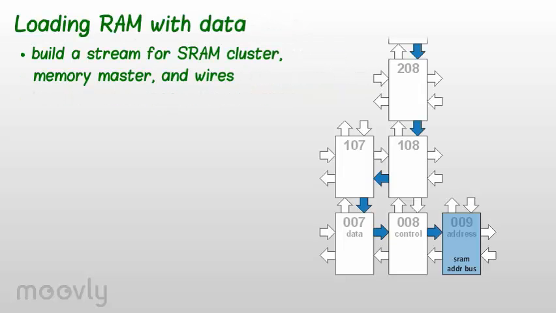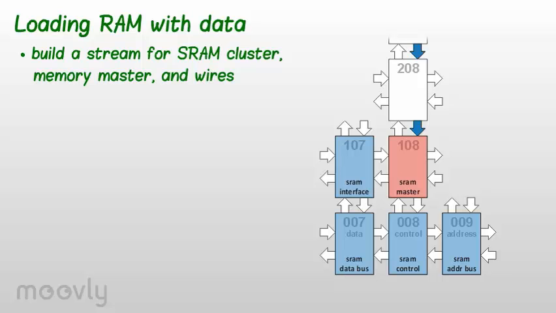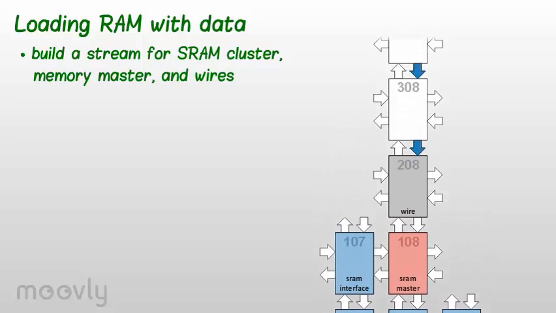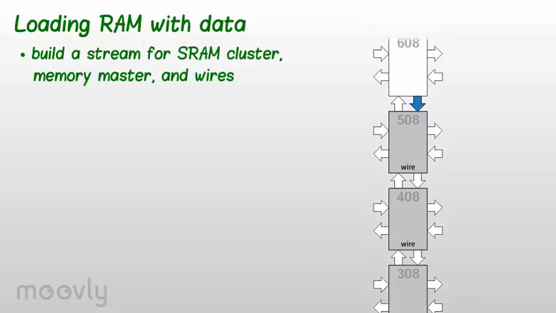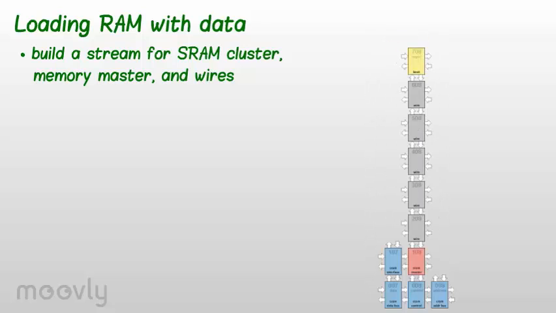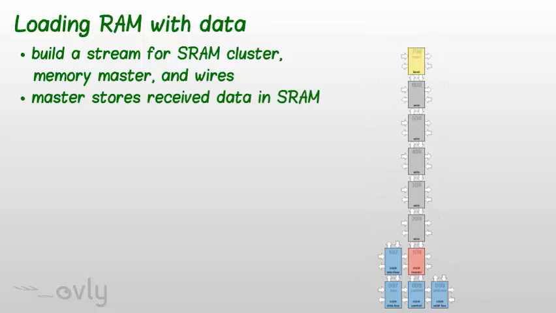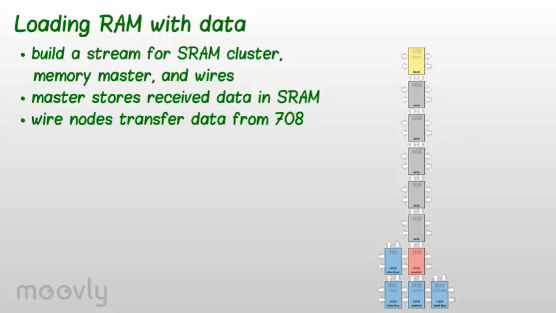First, a stream which boots SRAM cluster as well as a memory master in node 108 and wires in nodes 208 to 608 is built. The memory master is programmed to read a predefined number of words from node 208 and store them in RAM sequentially, starting from address 0. Code in wire nodes transfers the same number of words from boot node 708 to memory master.